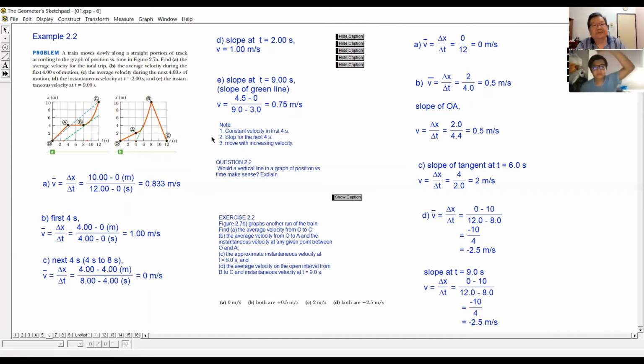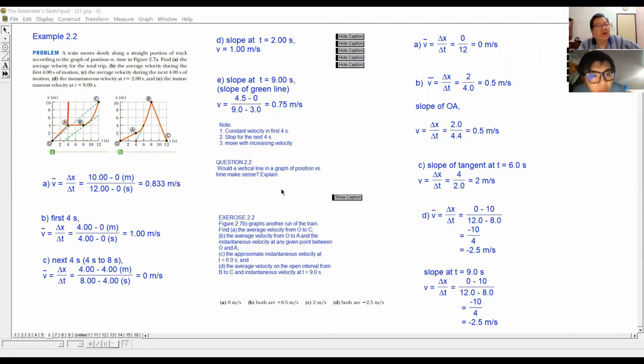Okay, the next question is, would a vertical line in a graph of position versus time make sense? Let's say there's a vertical line like this, from A you go straight up here. Is it possible to have a straight line like that? The graph doesn't follow from A to B, it comes from A then goes straight up vertically. Is that possible? No.